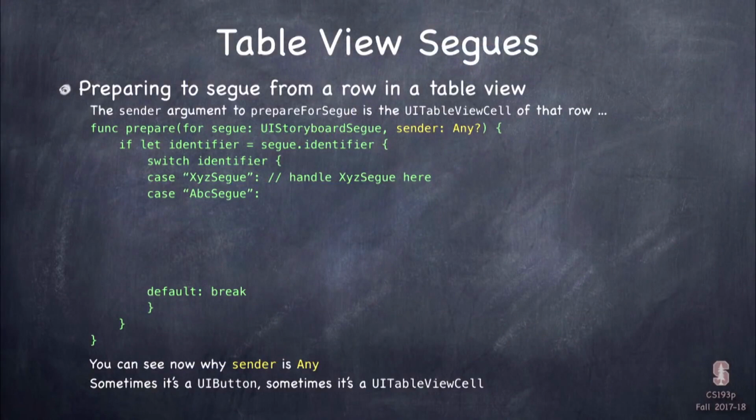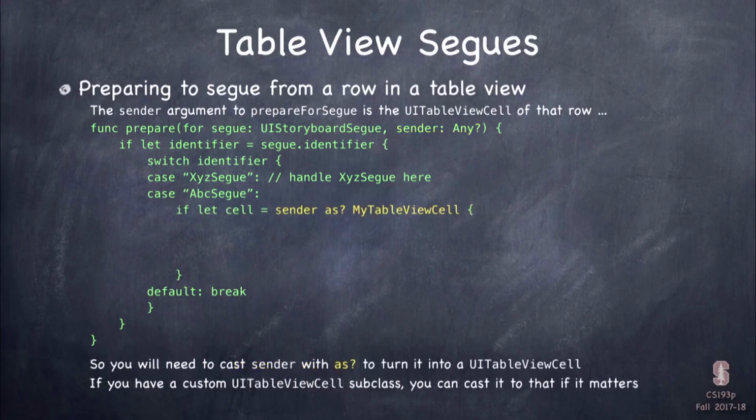Here's prepare for segue. The key to this is the sender argument to prepare for segue, which, remember, was like a button if we clicked on a button to segue. Well, if you click on a row, it's the UITableViewCell. Okay, so you need to figure out from the UITableViewCell which index path this is, so that you can go get the right model data to prepare the thing you're going to. And so the way you do that is you first cast it to be a UITableViewCell, or a subclass of it if you have a subclass of UITableViewCell, right here.